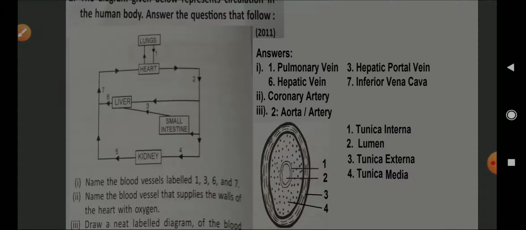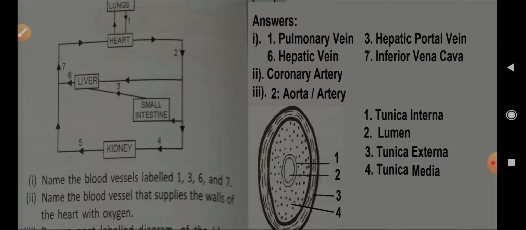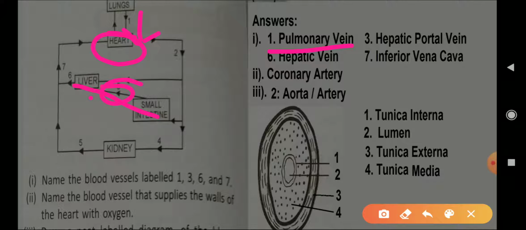Here we first have to label 1, 3, 6 and 7. Number 1, that means it is coming from the lungs. If it is coming from the lungs and entering into the heart, it is the pulmonary vein. Number 3, it is between the small intestine and liver, that means it is hepatic portal vein. Number 6, it is coming out from the liver, that is hepatic vein. And number 7, it is running from the lower part and entering into the heart. That will be inferior vena cava.